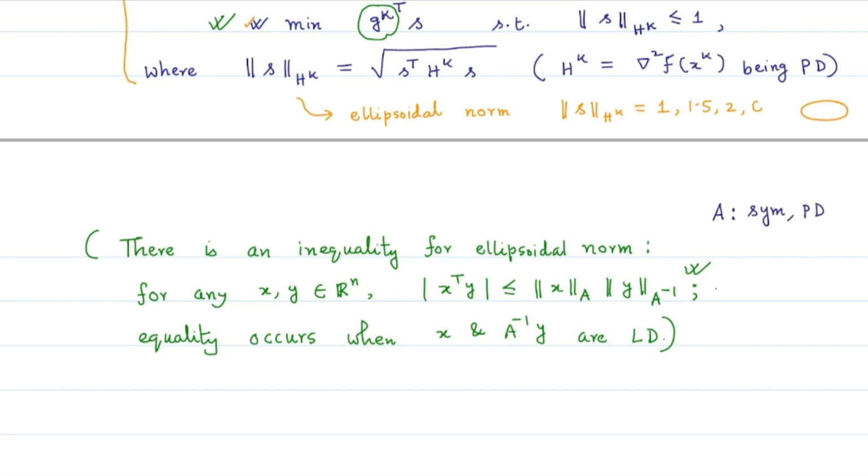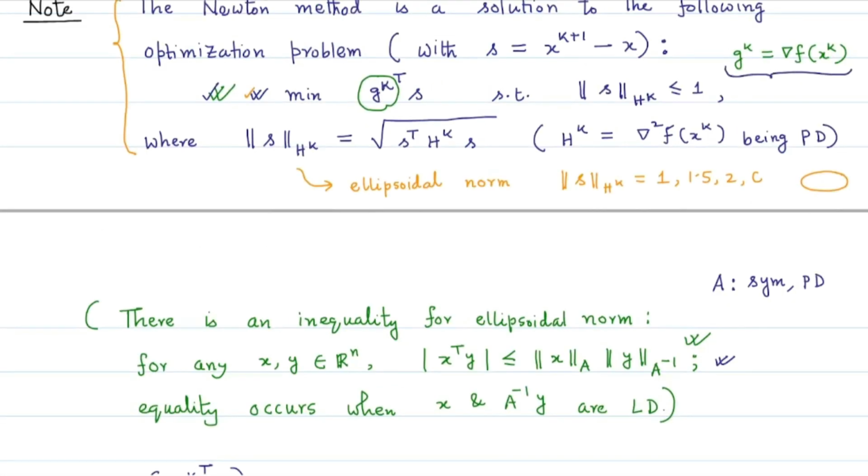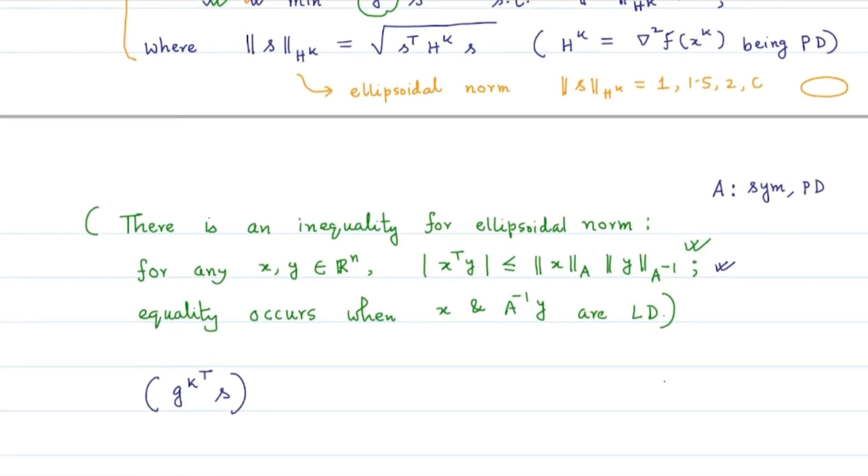Now we employ this inequality to solve this optimization problem, because this Hk is a positive definite symmetric matrix. So what we can have is that for the objective function gk transpose s, where this gk is the gradient of the function f at xk, we have its absolute value less than or equal to the norm of s with respect to the Hessian matrix Hk times the norm of gk with respect to the inverse of the Hessian matrix.